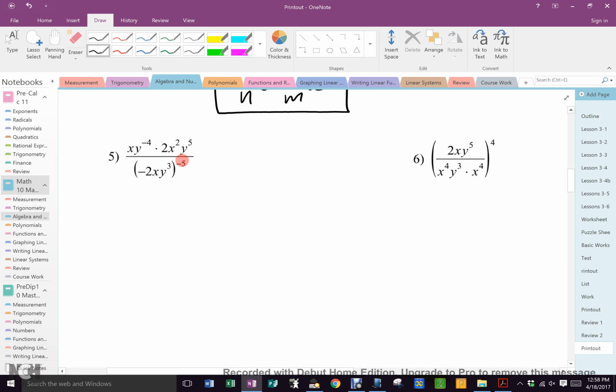On number 5, what would you do with that? At the very beginning. What are your options there? What could you do with that? Could you multiply it in here? Yes. Could you also do this? Times 2x2y5. Could you also move that up and change that to a positive 5, so that's all in the numerator? Yeah, you could do that too. Okay?